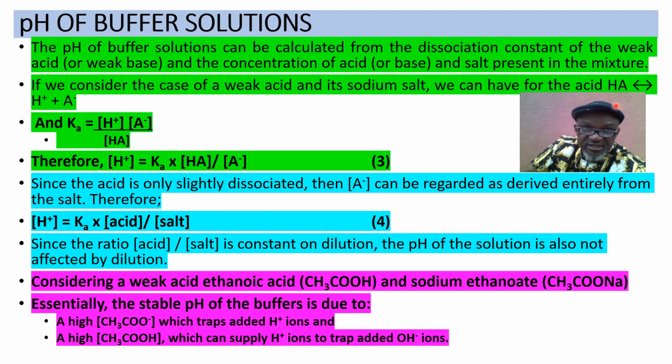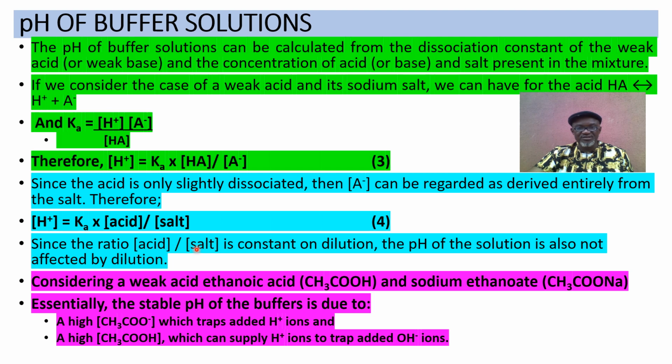sodium ethanoate and ethanoic acid, it looks like this: HA ionizing to give hydrogen ions and A minus. And from what we did in the last module, we have Ka, the dissociation constant of the acid, as the concentration of the products, H plus and A minus, divided by the concentration of the acid HA. Therefore, we do simplification, cross multiply, and make hydrogen ion concentration the subject. Ka multiplied by HA, then divided by A minus, will give us the hydrogen ion concentration. Since the acid is only slightly dissociated, the concentration of A minus can be regarded as derived entirely from the salt. Therefore, hydrogen ion concentration, H plus, is equal to Ka multiplied by acid over salt. And that gives us equation 4.